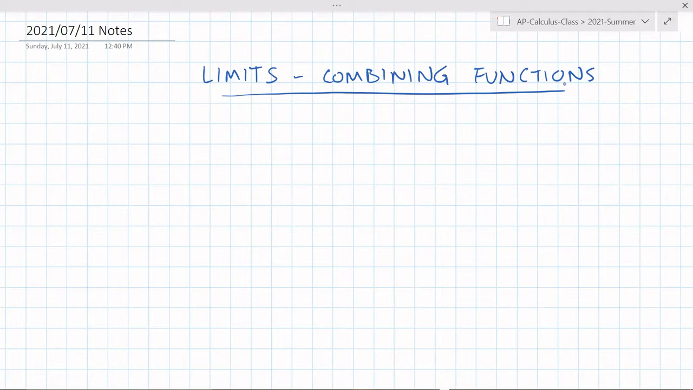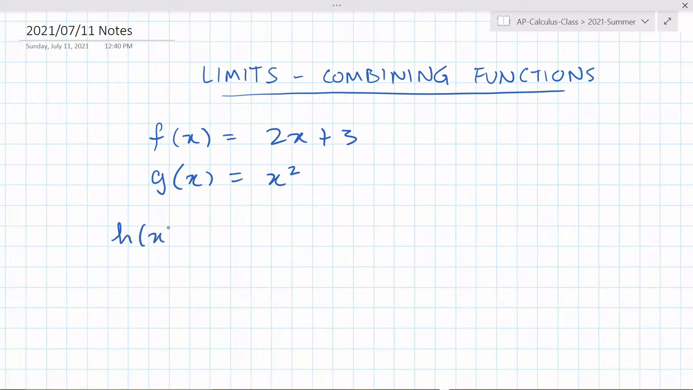People have proved results which allow us to simplify the process of finding limits when we have some knowledge already. So for example, you can combine two functions to make a new function. Say f of x is 2x plus 3, and I have g of x as some other function, let's say x squared. I can make a new function by combining these, say h of x is f of x plus g of x, correct?